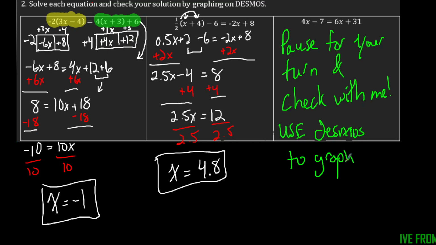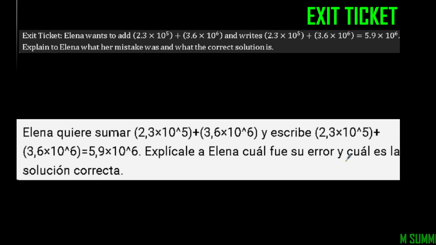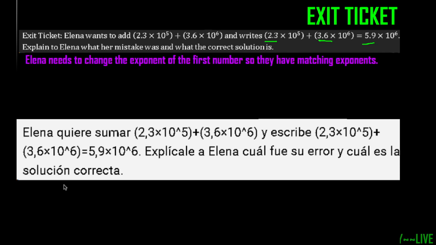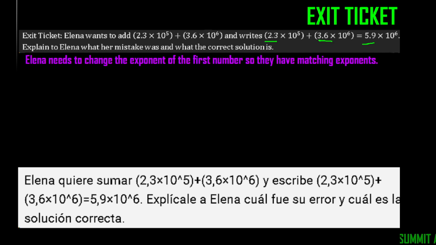All right, and then lastly, for that exit ticket, it says Elena wants to add 2.3 times 10 to the 5th power plus 3.6 times 10 to the 6th power. And then she adds these two together to get 5.9. And it says, explain what her mistake was and what the correct solution is. So we can say first that Elena needs to change the exponent of the first number so they have matching exponents. And so what we can do is this.